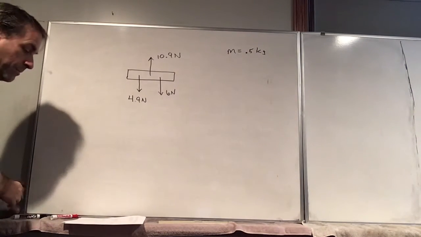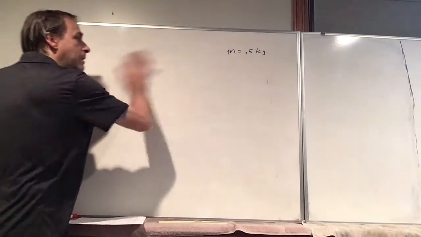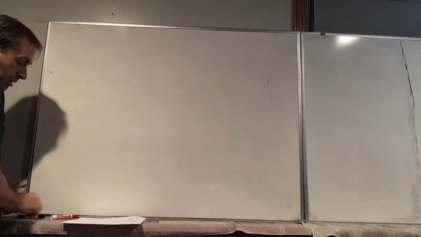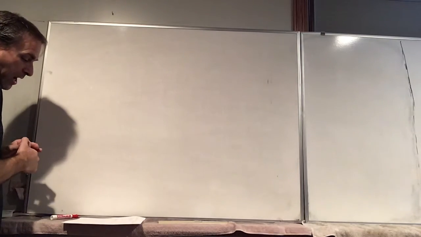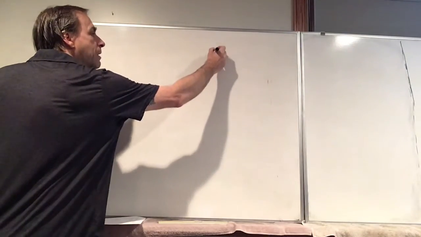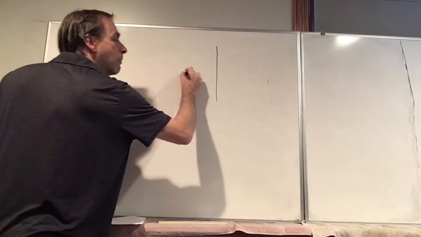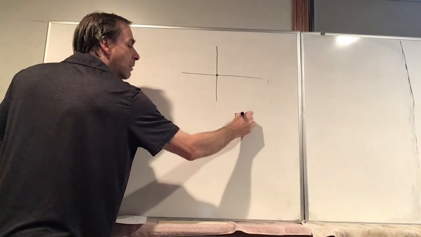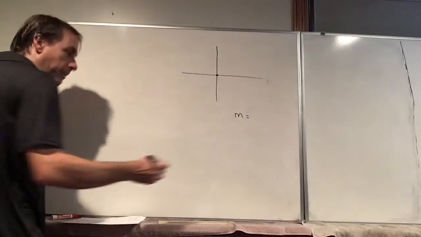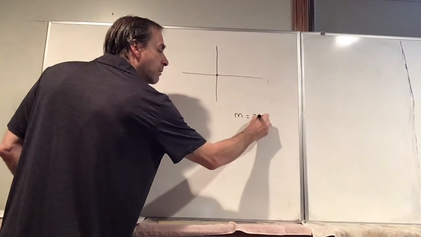Okay, so problem 6. So we have a particle that's at rest at the origin of a coordinate system. So we're given the mass is 3.1 kilograms.